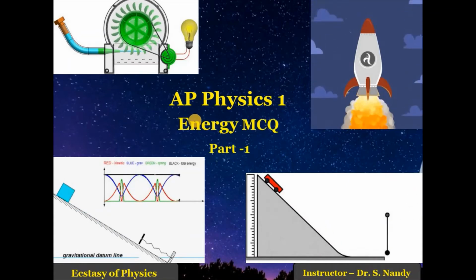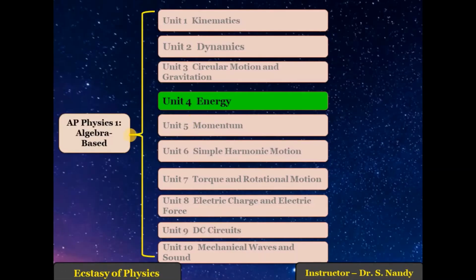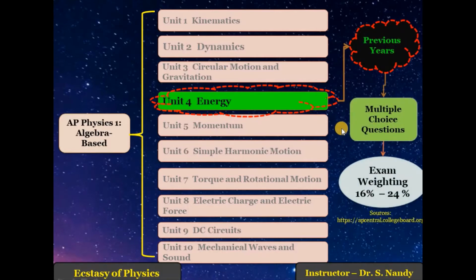In this video, we'll be talking about the past papers multiple choice questions of energy. AP Physics 1 algebra based framework has 10 different units, among which energy is the fourth unit. The exam weighting of energy multiple choice questions is around 16 to 24%, so please consider this topic quite important. Let's get started with the first question.